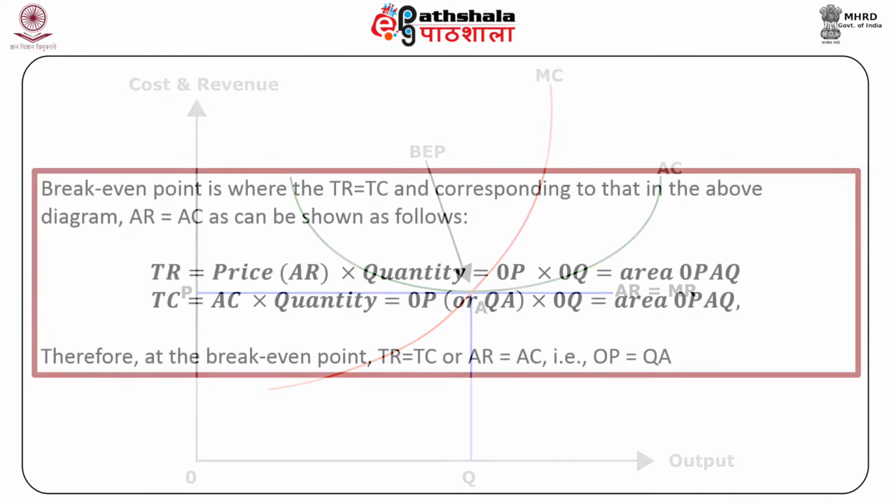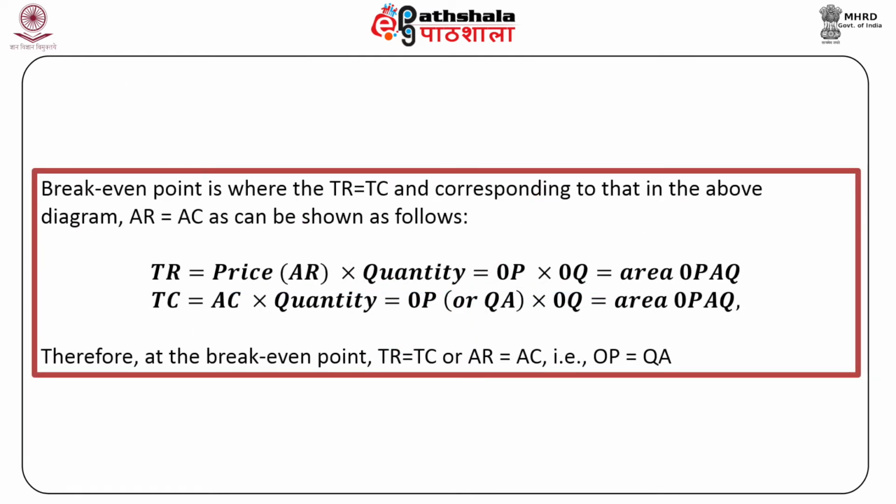Break-even point is where TR is equal to TC, and corresponding to that, in the above diagram, AR is equal to AC, as can be shown as follows. TR is equal to price, that is AR, into quantity, which is equal to OP into OQ, which is equal to area OPAQ. Now, TC is equal to AC into quantity, which is equal to OP or QA into OQ. Thus, it is equal to area OPAQ. Therefore, at the break-even point, TR is equal to TC and AR is equal to AC, that is OP is equal to QA in the above diagram.